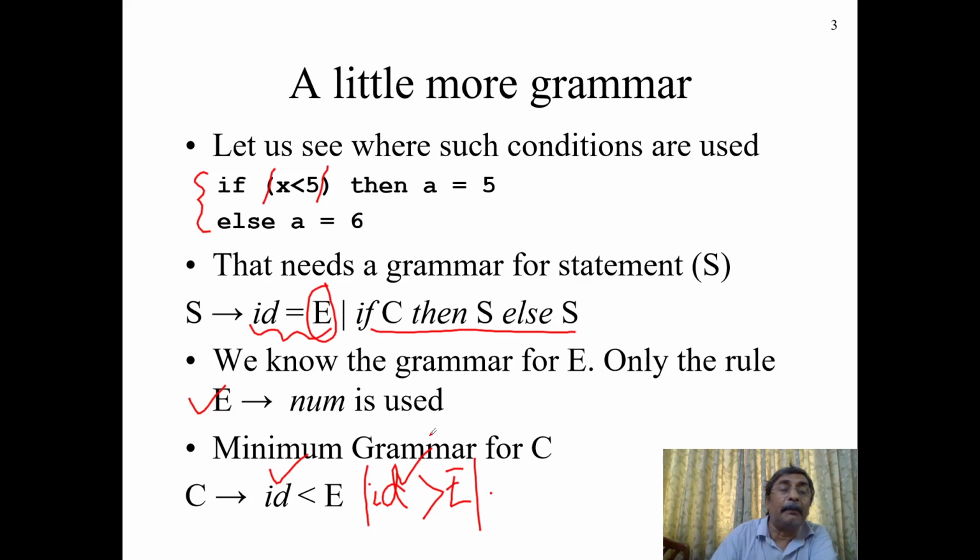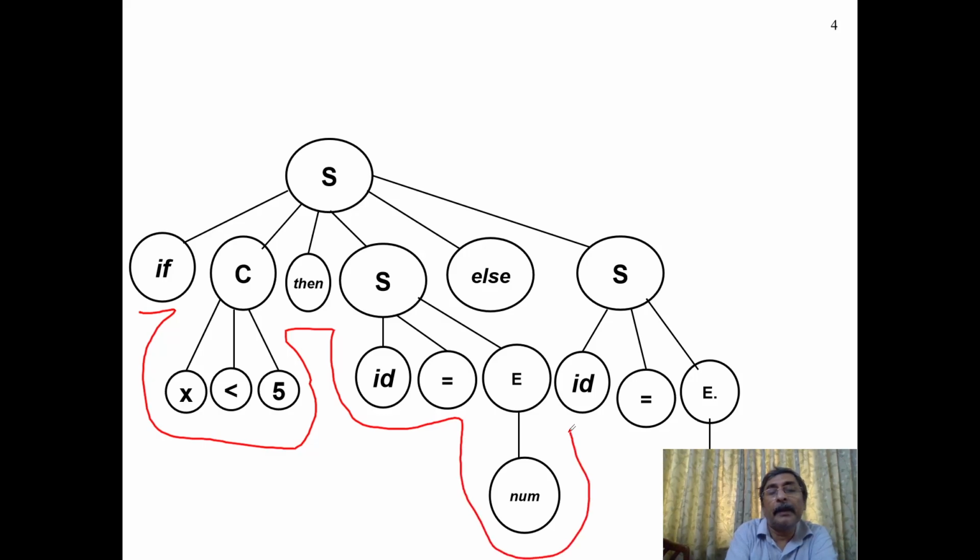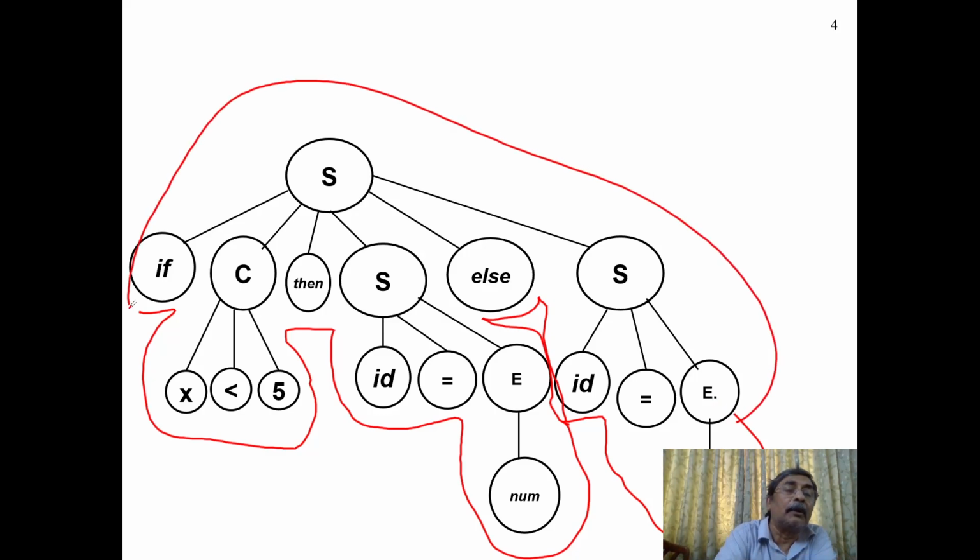So, if these are my grammar rules, and this is my sentence, then what does the parse tree look like? The parse tree, as you can see, if x less than 5, then this entire thing, else this entire thing. In fact, this goes here and comes back, and then I do the complete reduction. If I look at the number of reductions, this reduction is number 1.